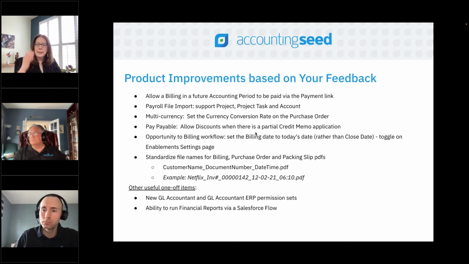The next one relates to early pay discounts. In prior releases, if you had just a partial credit memo applied to a payable, you would not be able to take that discount, okay? Because we're looking at it as, you only get the early pay discount on the full amount. But we do recognize that sometimes you are eligible for that early pay discount, even if there's a partial credit memo applied to the payable. So we've given you the ability to do that now, to allow discounts when a credit memo has been applied to the payable.